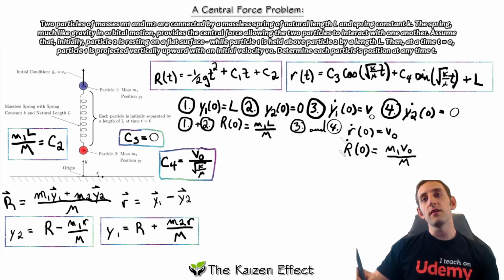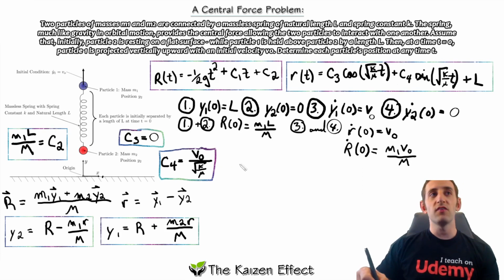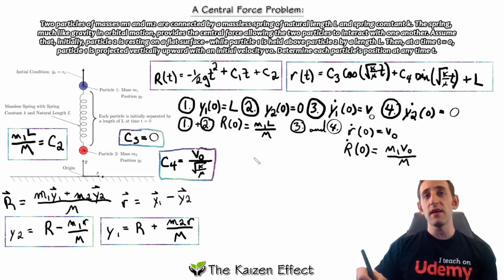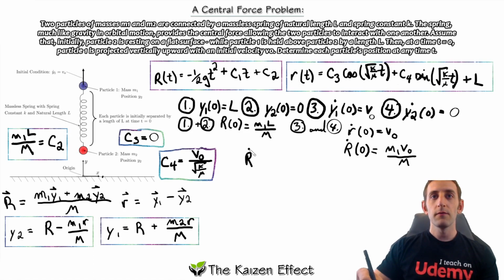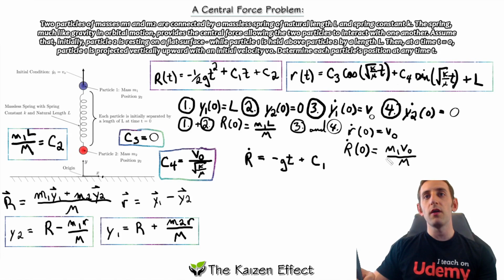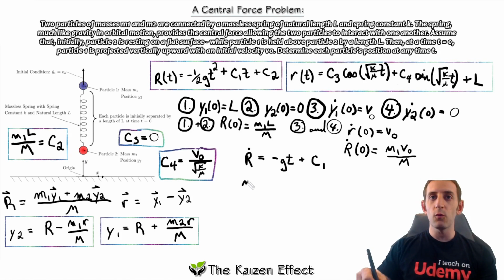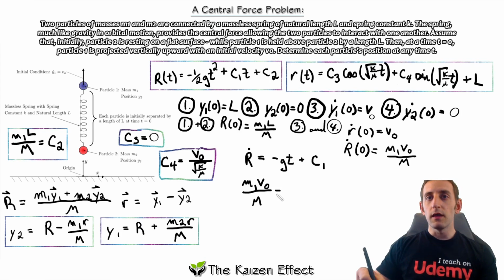So last but not least is the center of mass term, the big R right here. And we're going to do the same thing we just did previously by taking the derivative and then evaluating. So R dot is equal to negative GT plus C1. So we got the only constant that we haven't solved for. And then we want to just plug and chug. So R dot when t is equal to 0 is equal to M1 V naught over big M. And this is going to cancel, so we get C1 pretty easily.